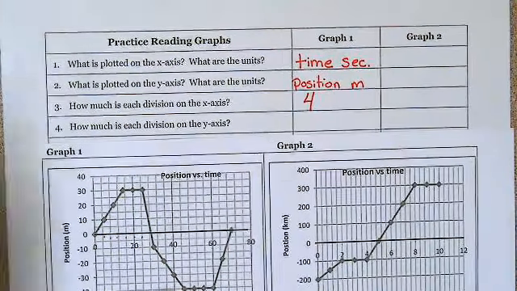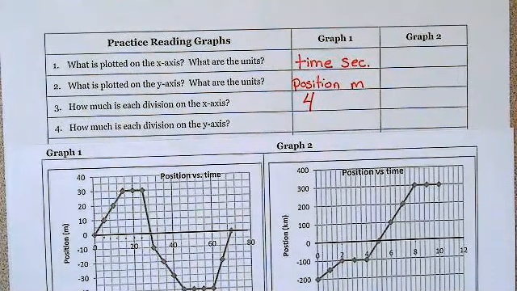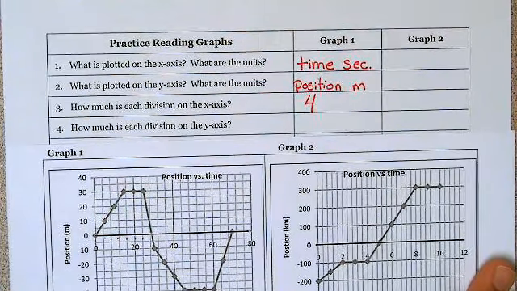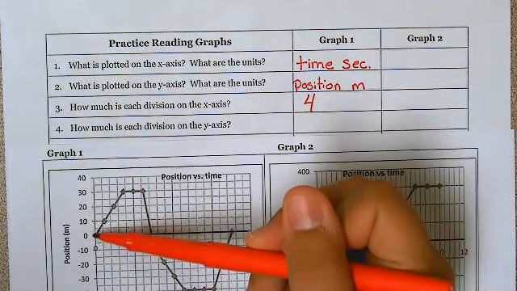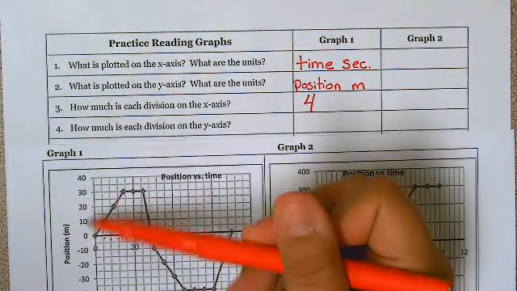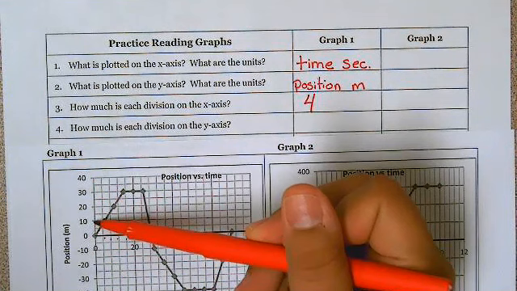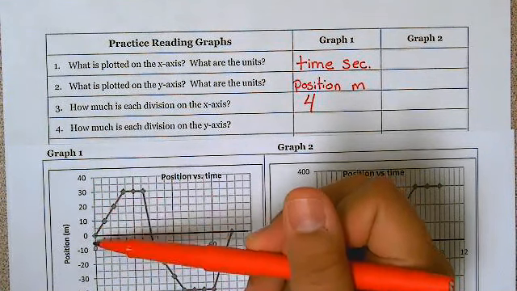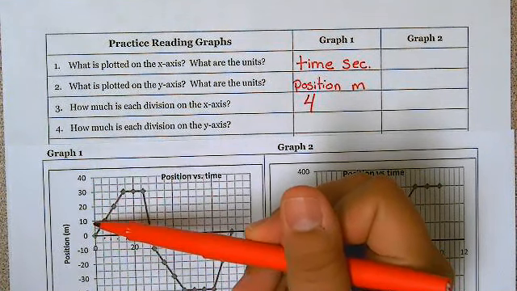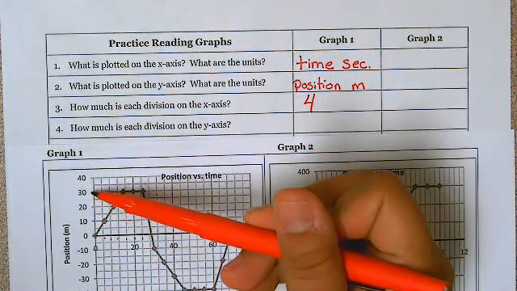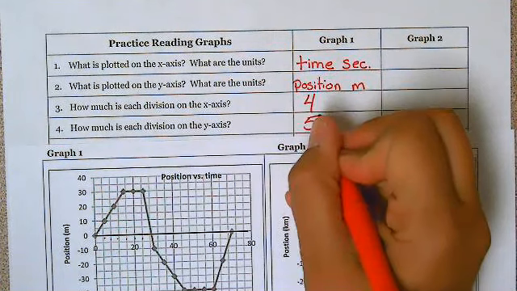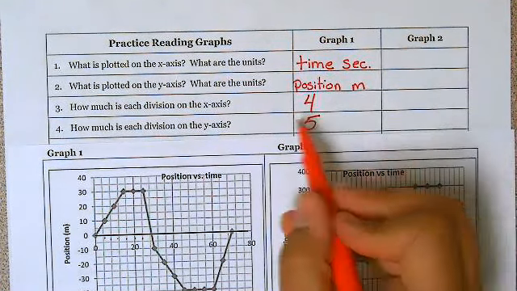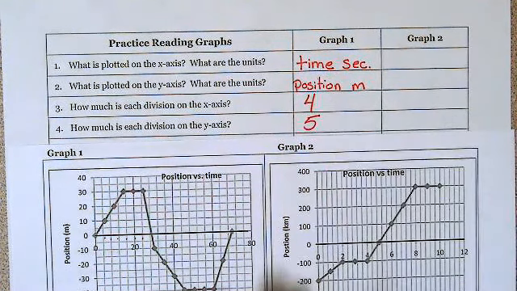Then we're going to look at the same question for the y-axis. How much is each division on the y? So if we look here, this is counting by 10s, 10, 20, 30, 40, and I only have 1 hash in between. So this is going to be 5, 10, 15, 20, 25, 30, 35, and 40. So these are counting by 5s. Okay, so this is 4 meters each and 5 seconds each.